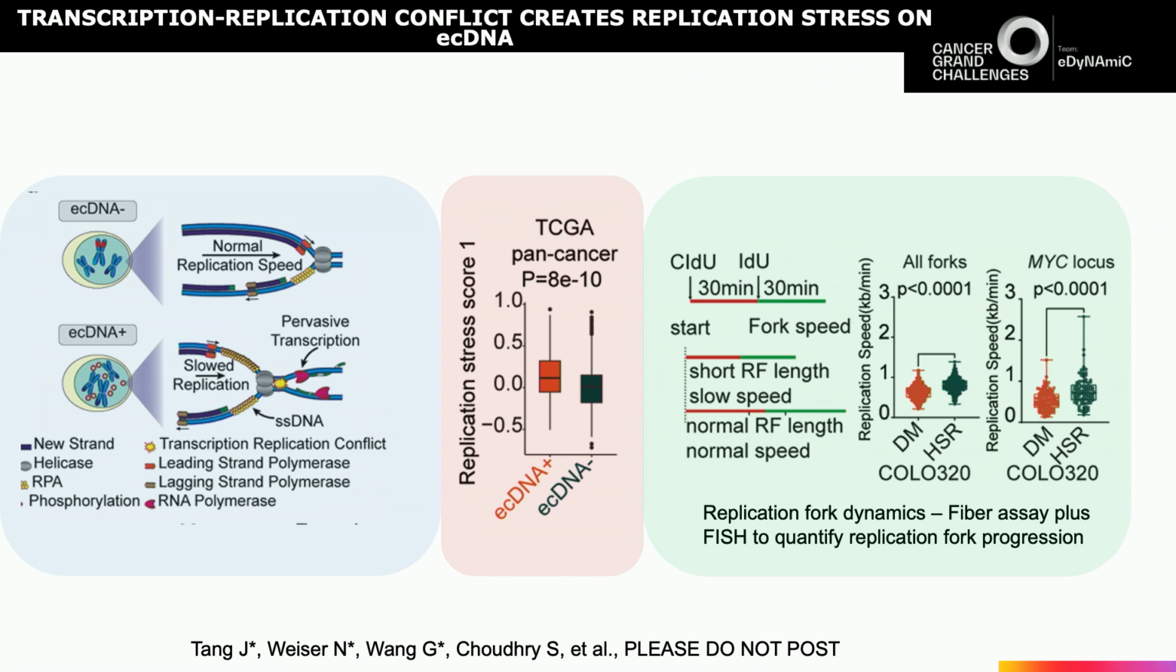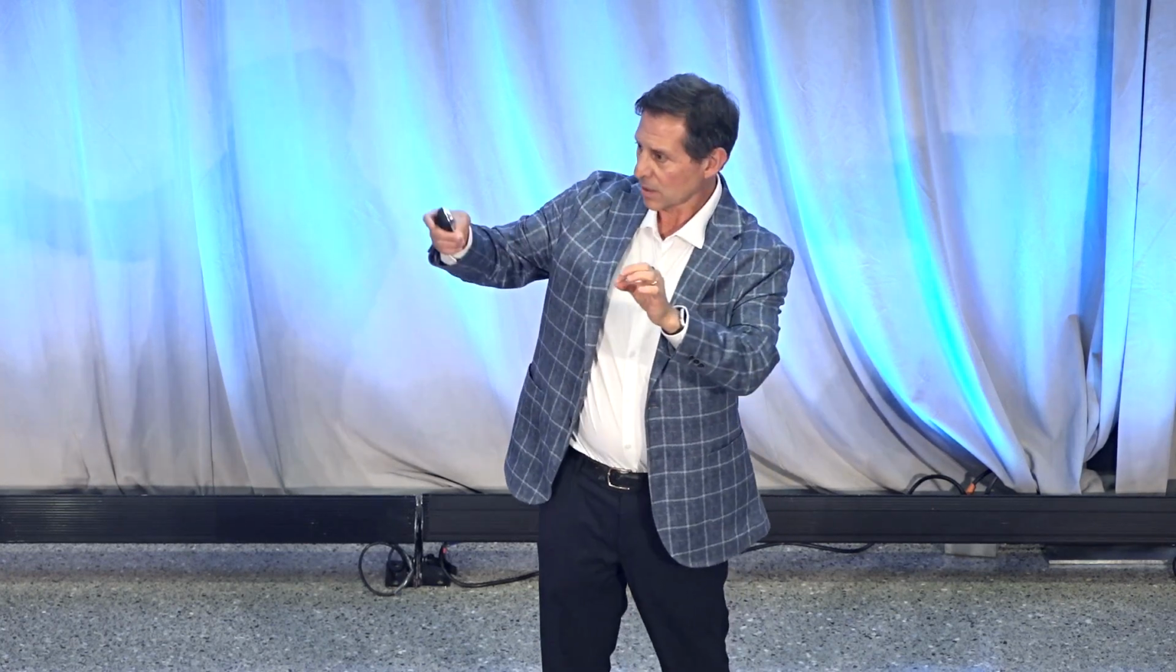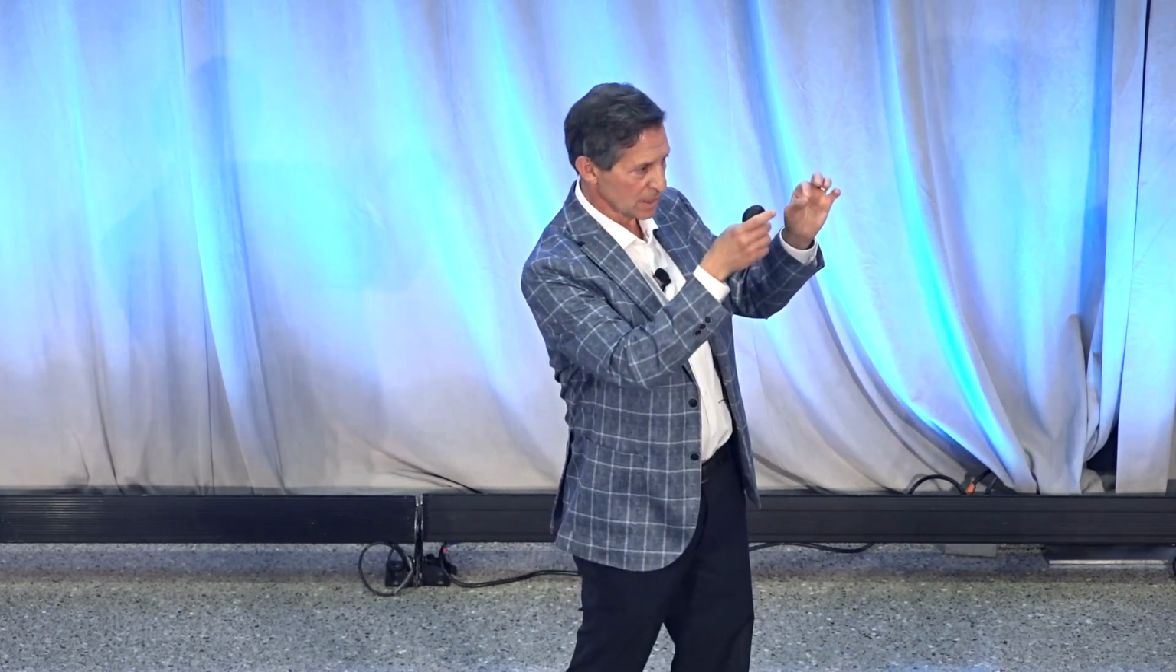I'm just showing you one of replication stress. And the tumors that have extrachromosomal DNA have far higher levels of replication stress. But I think maybe even more convincingly, Sudhir Chowdhury, who had been my former postdoc, is now at Boundless, did an experiment. We saw the fiber assay earlier today where you do the IDU-C-IDU to actually look at the loading of nucleotides onto growing replication forks, and you can assess the speed.